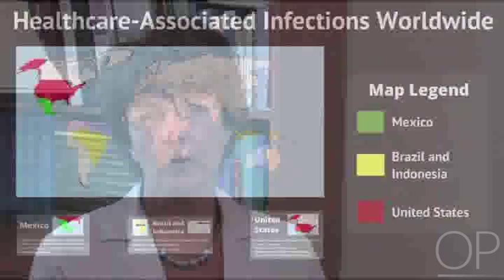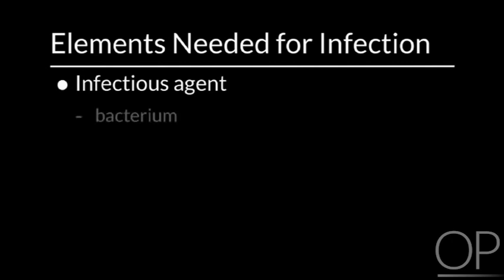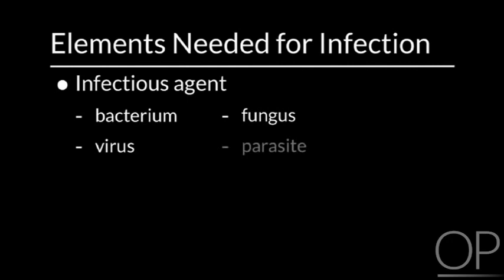What is needed for an infection to occur? There are 3 basic elements needed for infection. First, there must be an infectious agent, such as a bacterium, virus, fungus, parasite, or prion. Sources of infectious agents include humans, animals, and the environment.